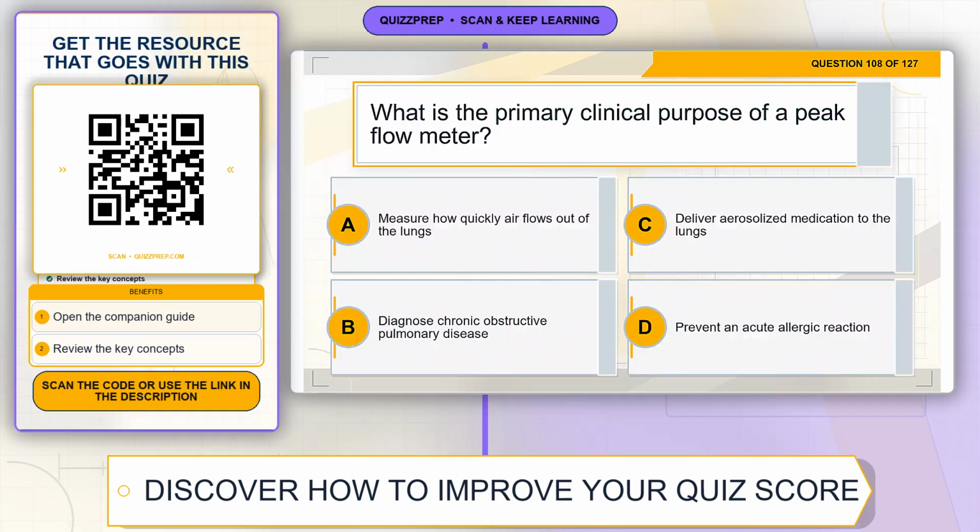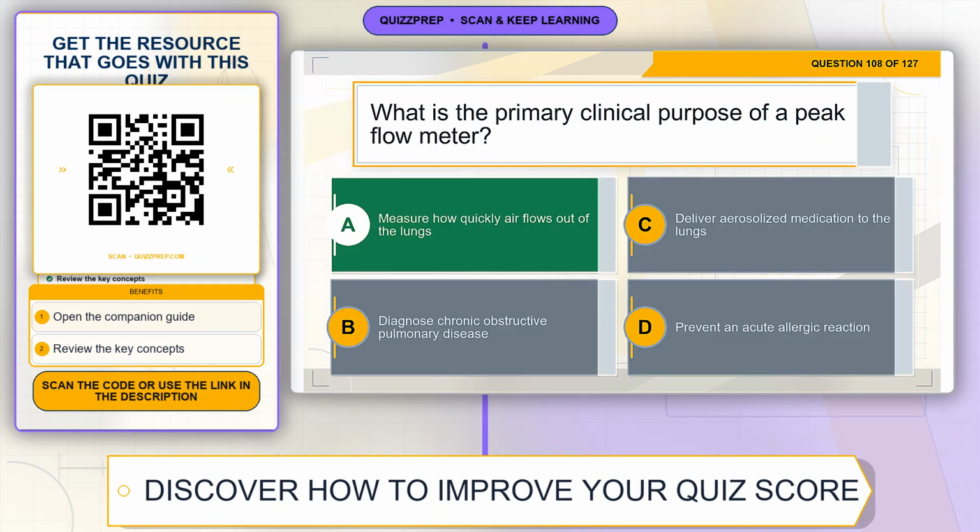Question 108. What is the primary clinical purpose of a peak flow meter? Option A, measure how quickly air flows out of the lungs. Option B, diagnose chronic obstructive pulmonary disease. Option C, deliver aerosolized medication to the lungs. Option D, prevent an acute allergic reaction. The correct answer is option A, measure how quickly air flows out of the lungs.